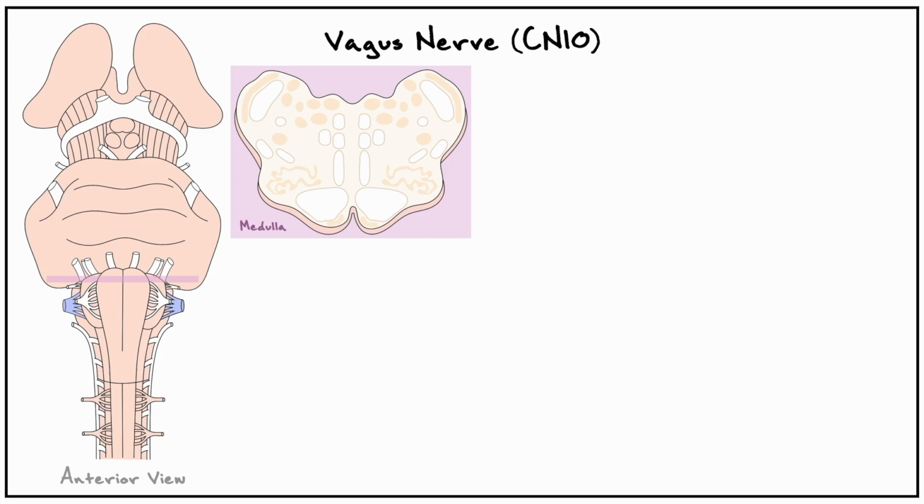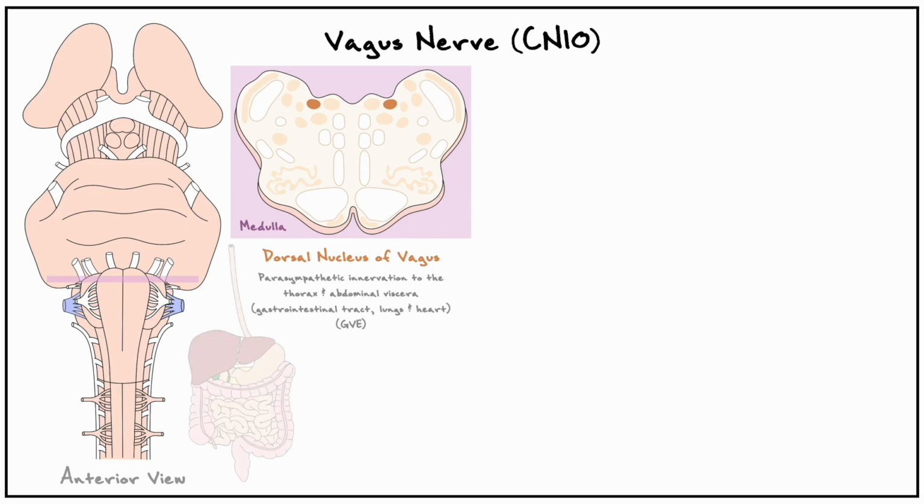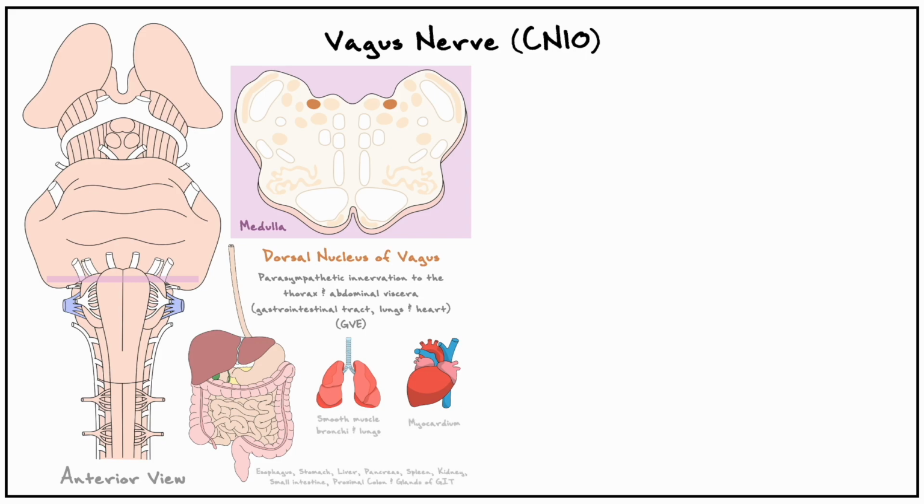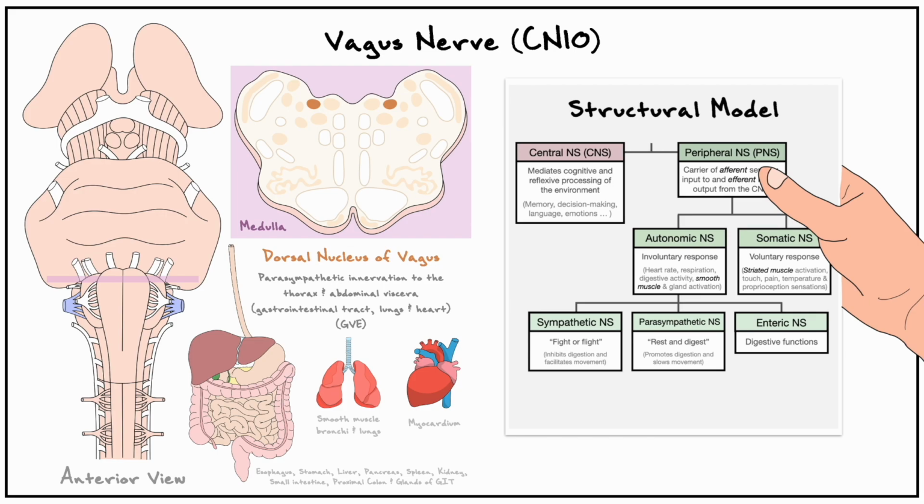This aspect can be appreciated from the first important nucleus, the dorsal nucleus of vagus. This nucleus provides parasympathetic innervation to the gastrointestinal tract, the lungs, and the heart. To be more precise, the more extensive list of structures that it supplies are the following, which you can consider if you need to. Remember that the main purpose of the parasympathetic nervous system is to promote digestion and slow down movement to conserve energy.